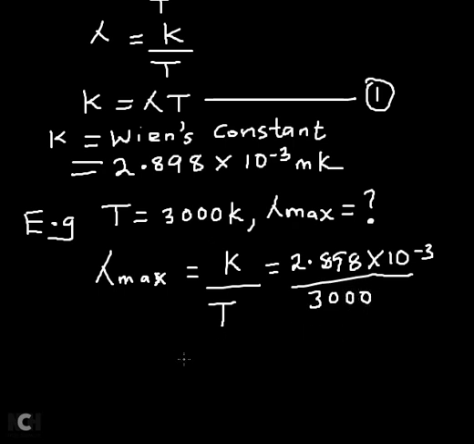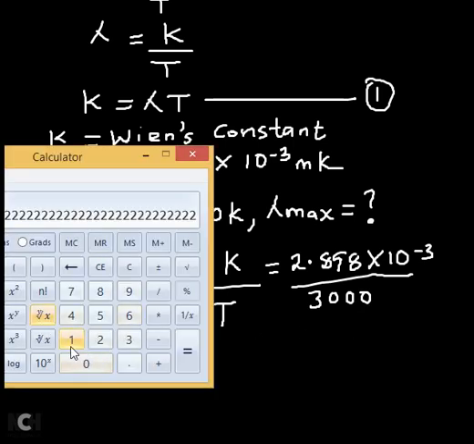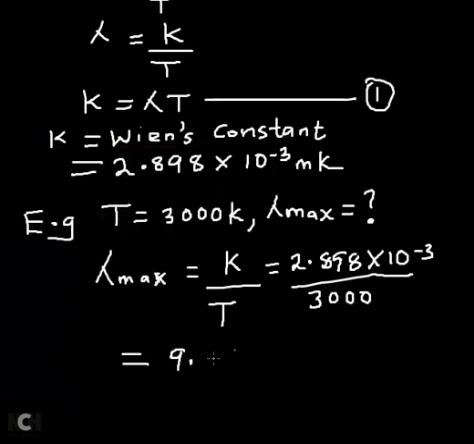So I'm sure if you divide that, you will have the answer. Okay, let's divide that. 2.898 divided by 3000. So I'm having approximately 9.66, times 10 raised to the power of minus 4. Okay, then of course times 10 raised to the power of minus 3 already here.